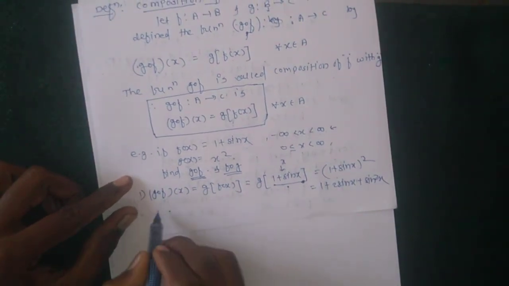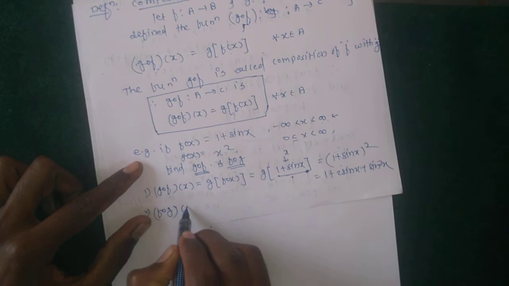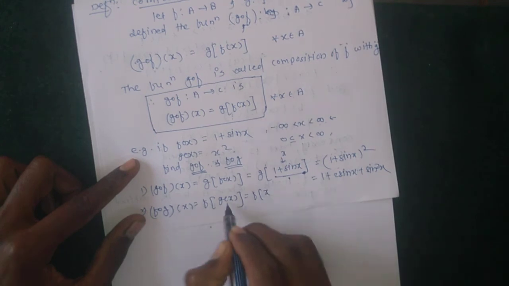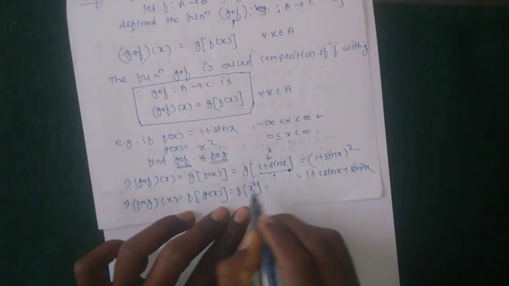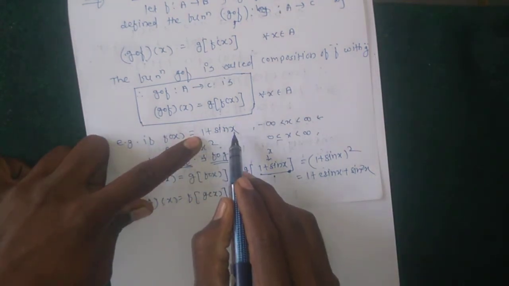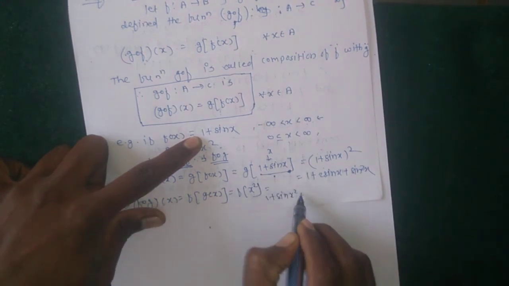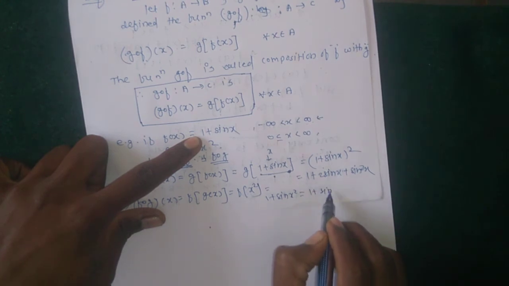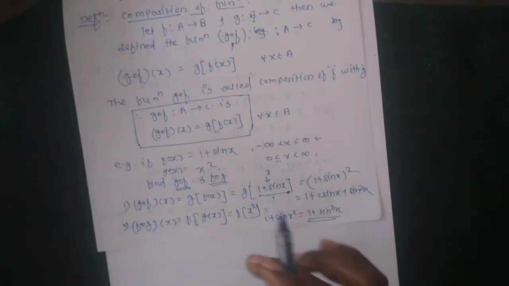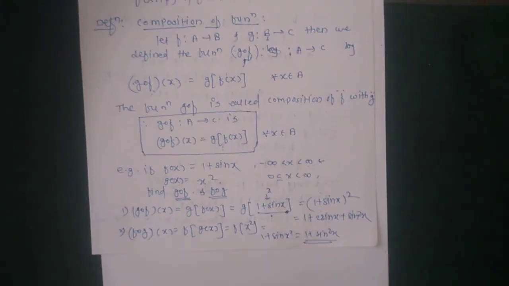Okay, and the reverse way, f composition g has the value f(g(x)). Then g(x) is x², and the function is applied on this element: 1 + sin x, where x is equal to x², so the value is 1 + sin(x²) = 1 + sin x². Okay, this is the value of g composition f and f composition g. This is how to find the composition function values.